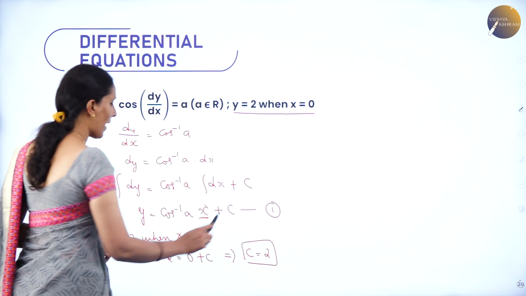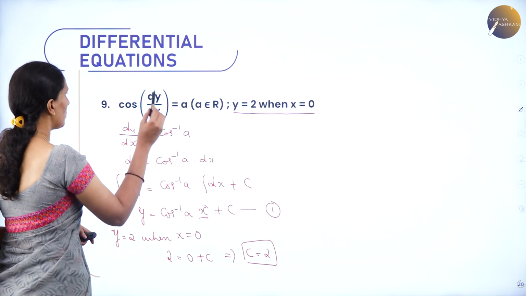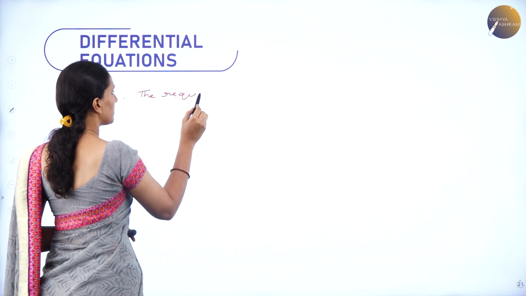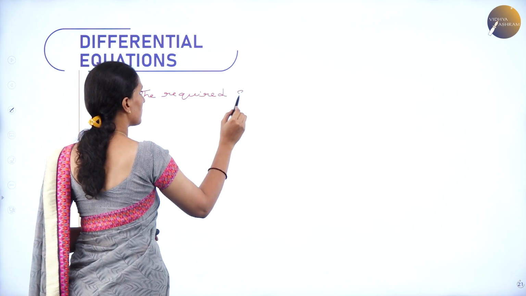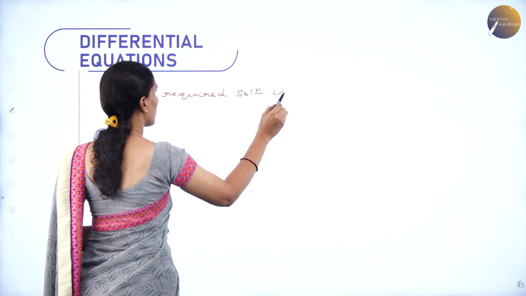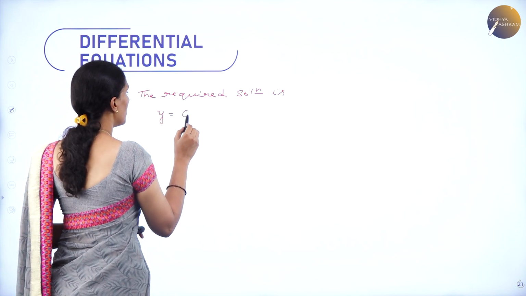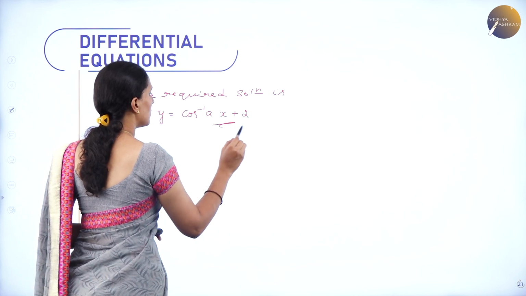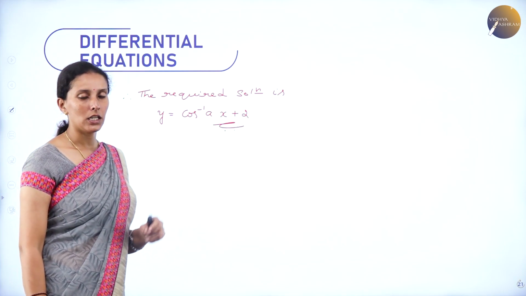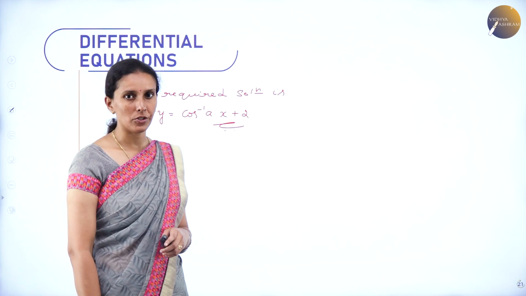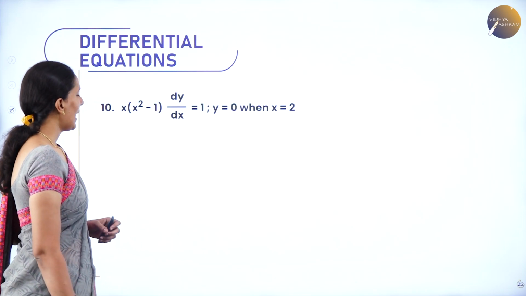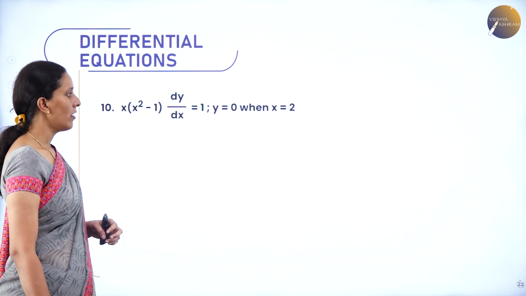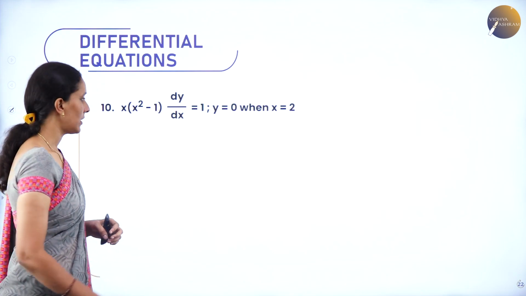Now substitute it back into the general equation. So therefore, the required solution is y = cos inverse a times x plus 2. So this is the particular solution for the given differential equation. Next question. x(x² - 1) dy/dx = 1, y = 0 when x = 2.